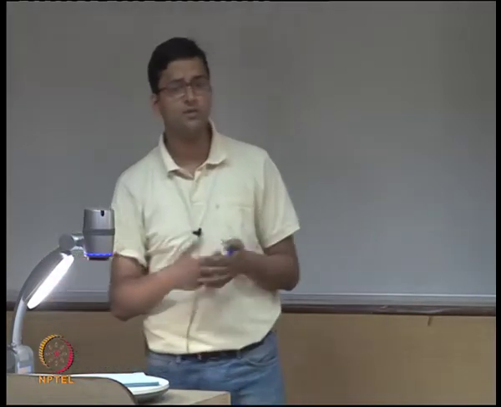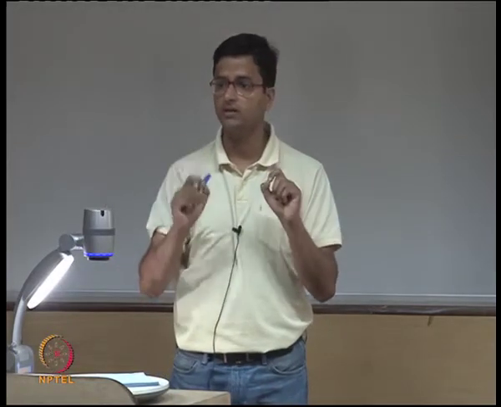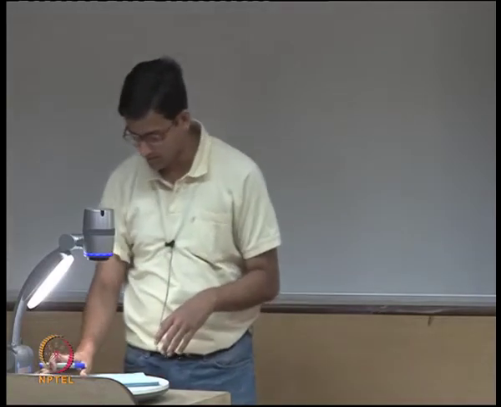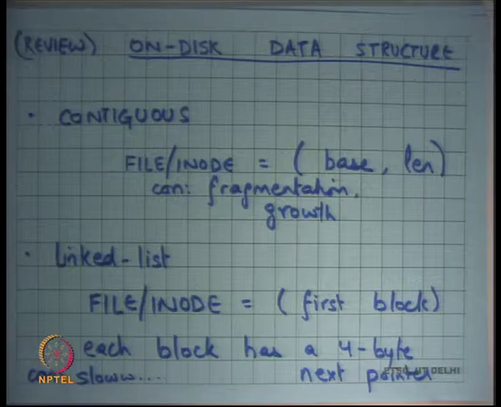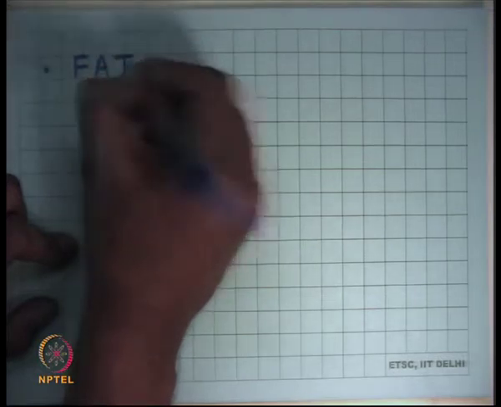And the third thing we said was bad about it was reliability. If one link goes bad or one block goes bad, the entire file gets corrupted. So let's talk about some more realistic file systems, and one successful idea has been what's called FAT, or file allocation table.